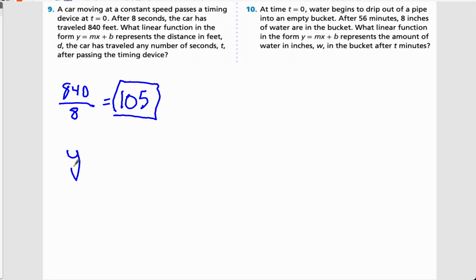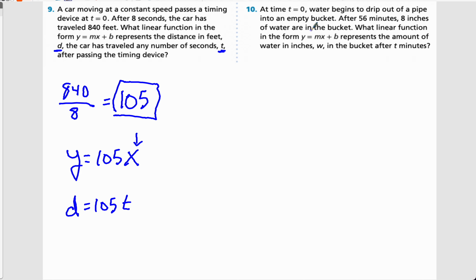So y equals 105x. Although they want us to use the letters D and T. Okay? So time is going to be our x value. Distance is going to be our y value. So distance equals 105 times time. All right, that's the proper way to write it. They did tell us to use D and T instead of y and x.